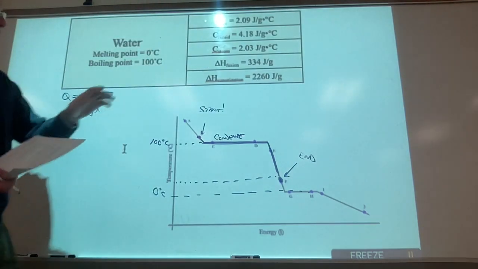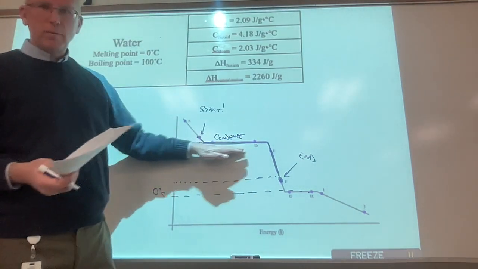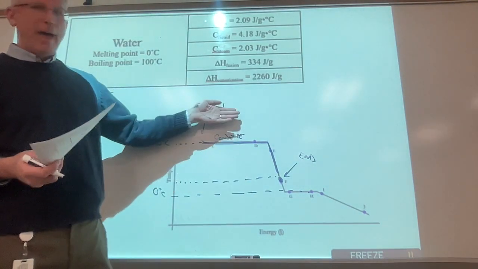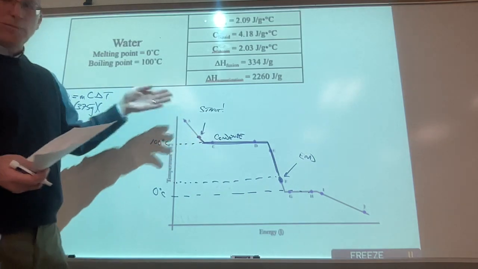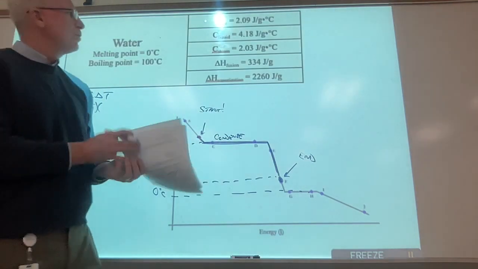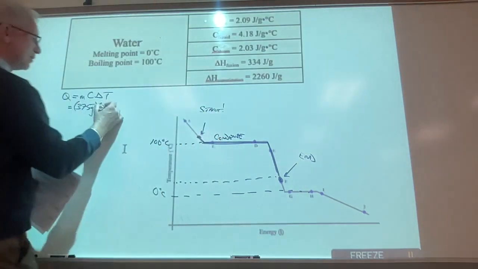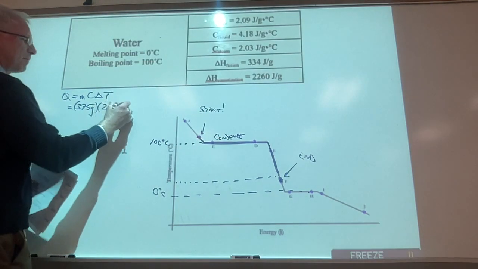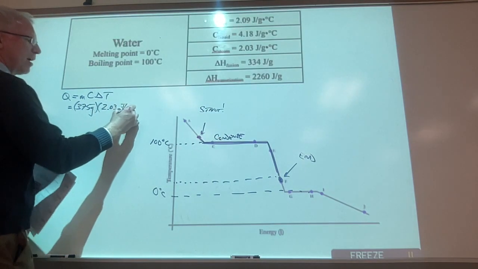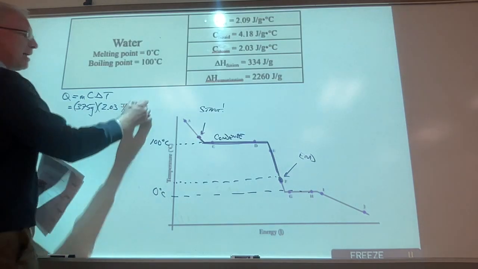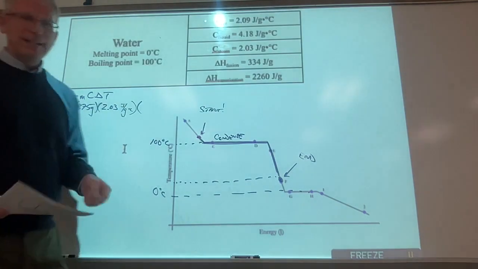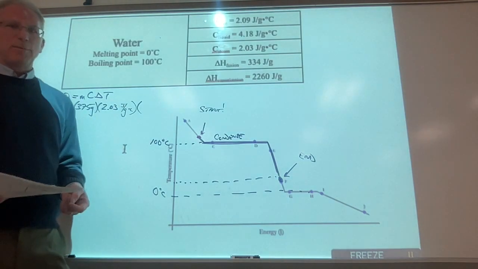Well, here's where we boil and condense. So if we're above that, we must be the gas. We must be the steam. So we're going to use our C for steam, which is 2.03 joules per gram degrees C. And then we need to know our ending temperature minus our beginning temperature.